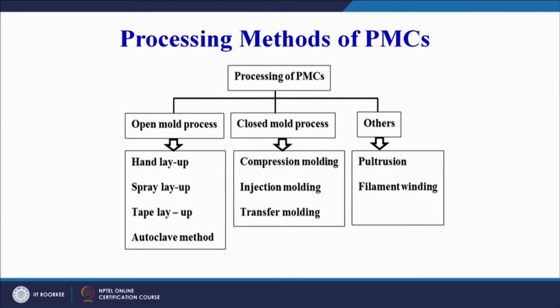You can see the open mold processes, closed mold processes, and the miscellaneous and other processes which usually do not fall in the open mold or the closed mold processes. Now, open mold processes are hand layup, spray layup, tape layup, autoclave method, and closed mold are compression molding, injection molding, transfer molding, and in others category we have pultrusion and filament winding.